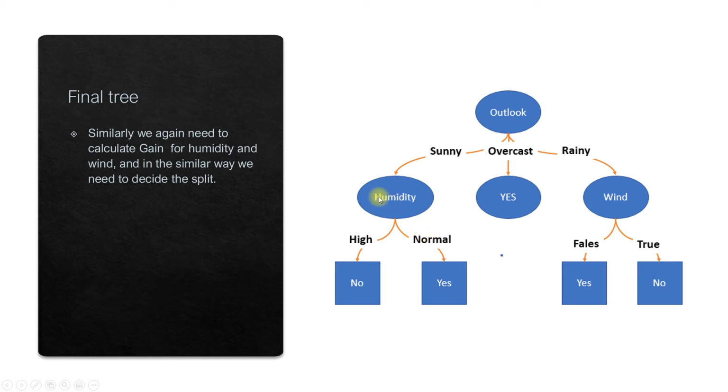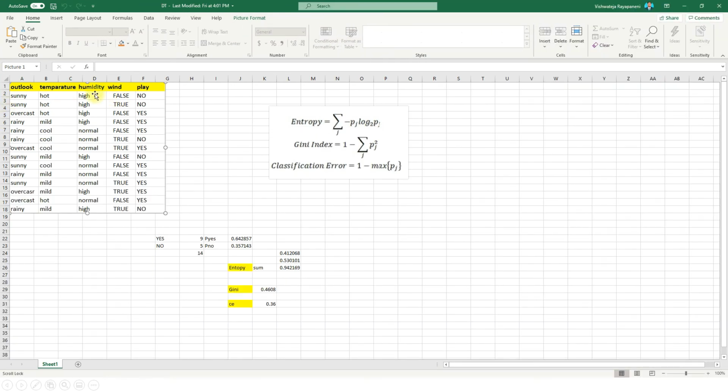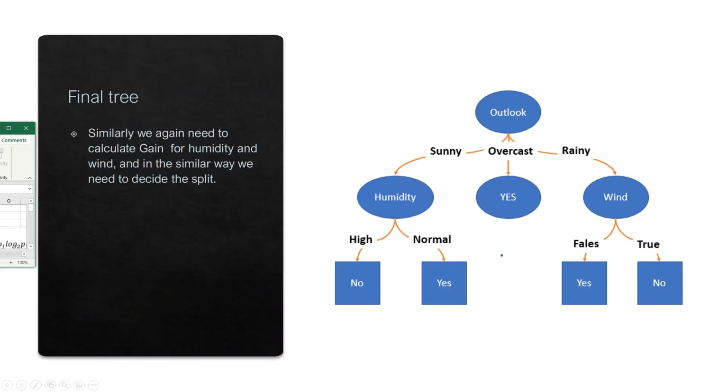Again we similarly have to group based on humidity. Let me drag the data. Humidity has two categorical values, high and normal. Wind has true and false. So I need to group the remaining variables by high and normal, and the same for wind, true and false. Based on that, again I need to find the information gain, and then these are the nodes.